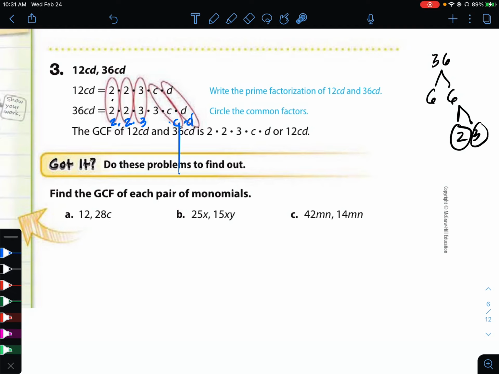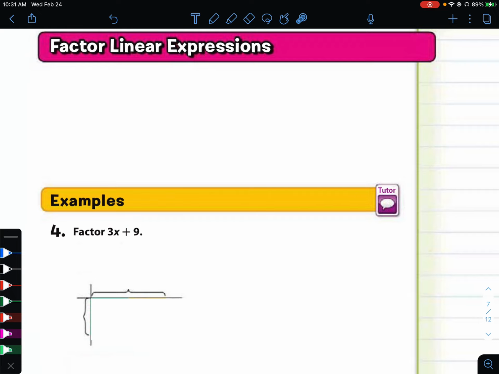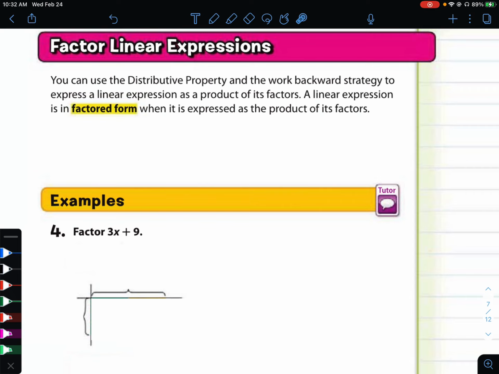Okay. Now, let's use what we learned about greatest common factors and let's factor linear expressions, okay? So, again, a lot of this will not work without the property called distributive property. So, we will be using the distributive property and we will work backwards, use a backwards strategy to express a linear expression as a product of its factors. Okay, a linear expression is in factored form when it is expressed as a product of its factors.